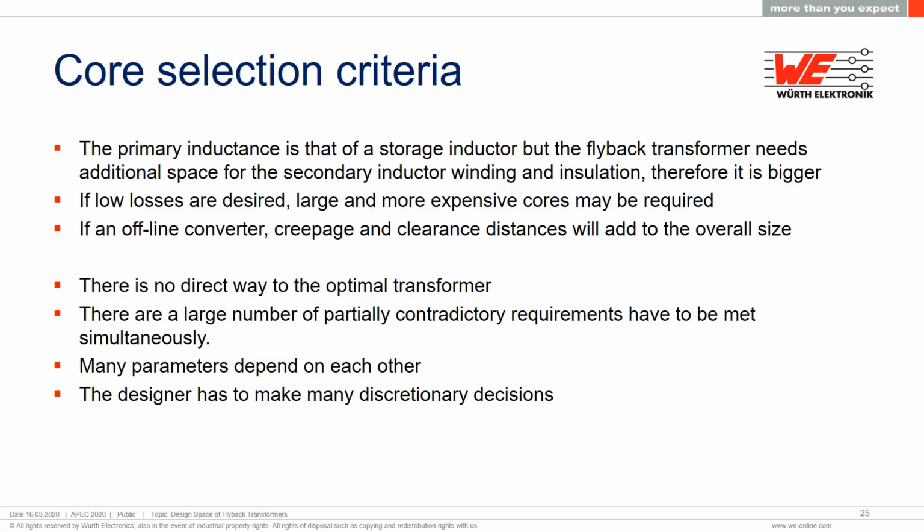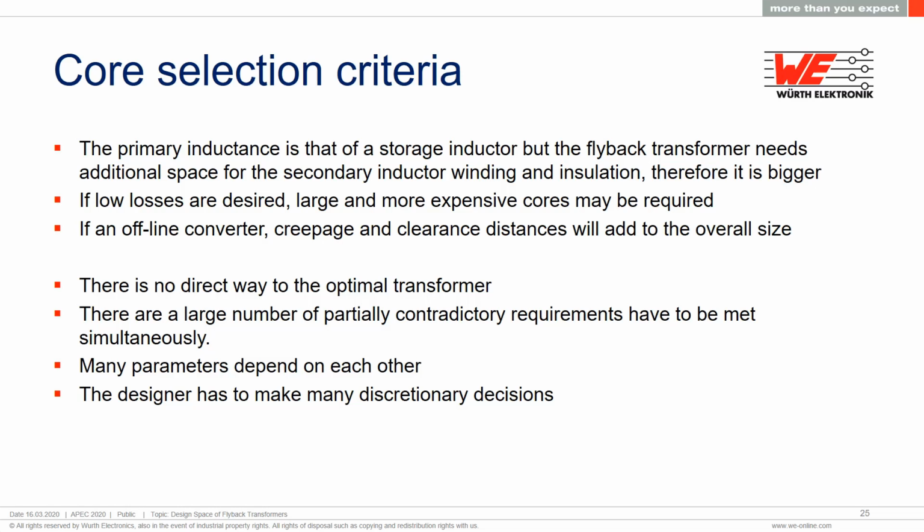If we want lower losses, it's probably going to be a little bigger, because we want to run a lower flux and/or it's going to use a lower loss core, which might be more expensive. If it's an offline converter, we have to allow space for creepage and clearance distances, which will add to the overall size. In the end, there's no direct way to the optimal transformer.